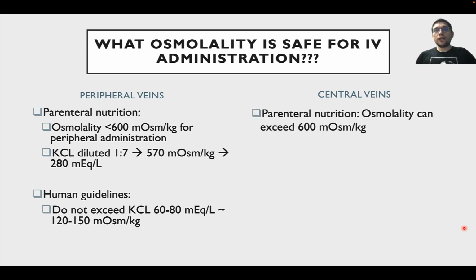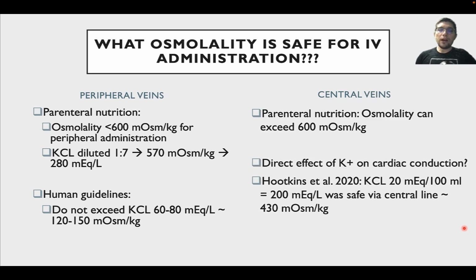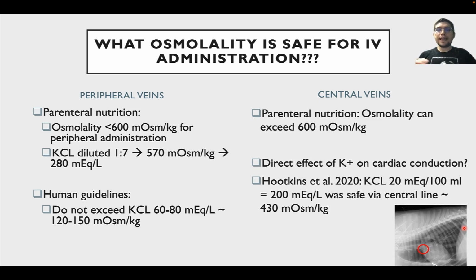Now, when you're giving KCl by central vein, by central line, you can actually exceed this osmolality of 600 mOsm per kilogram because these vessels are large and it's much less likely to cause any irritation at that level. The only concern would be if you're using a central line where the tip of the line is located very close to the heart.